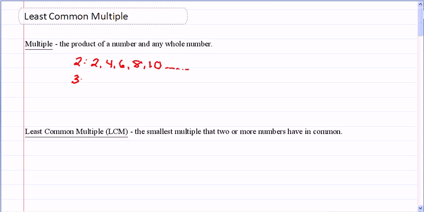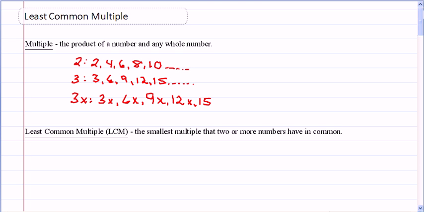And the list keeps going. The multiples of 3 would be 3 times 1, 3 times 2, 3 times 3, and the list just continues. I'm just writing the first 5 multiples. And if you had something like 3x, then the multiples would be 3x times 1, 3x times 2 is 6x, 3x times 3 is 9x. So all I'm doing is just multiplying the 3 by 1, 2, 3, and then 4, and just adding the x on at the end.